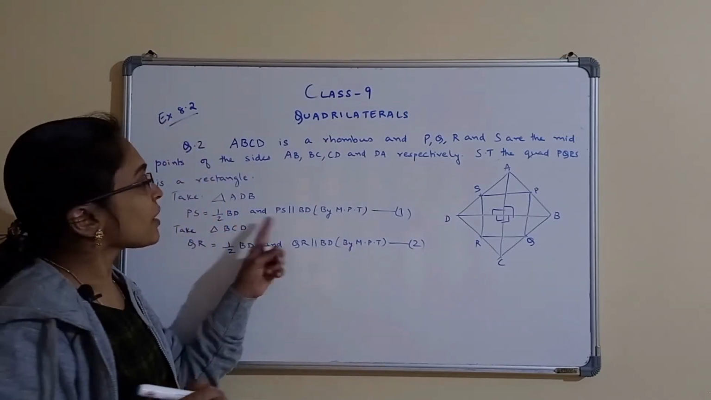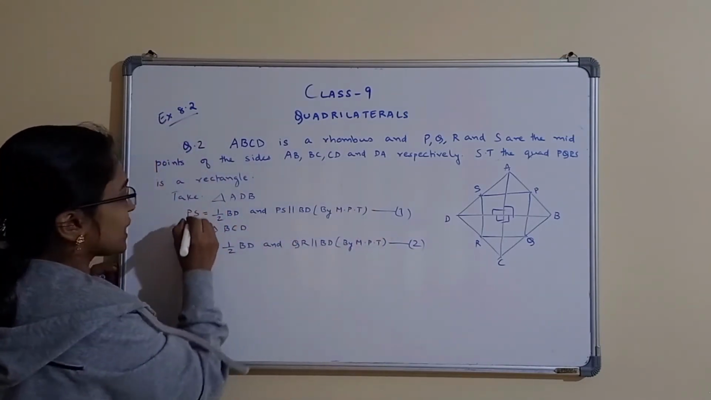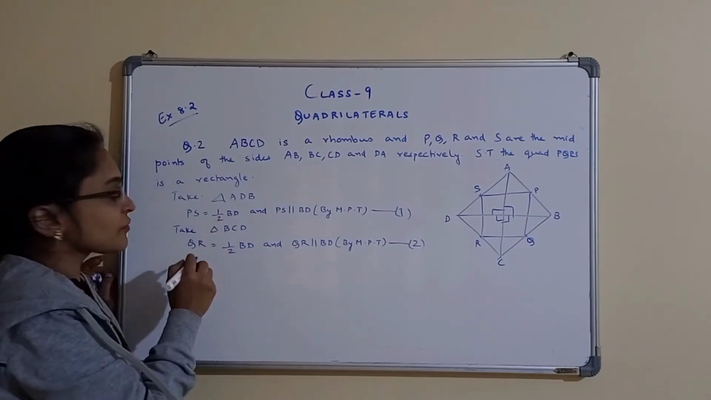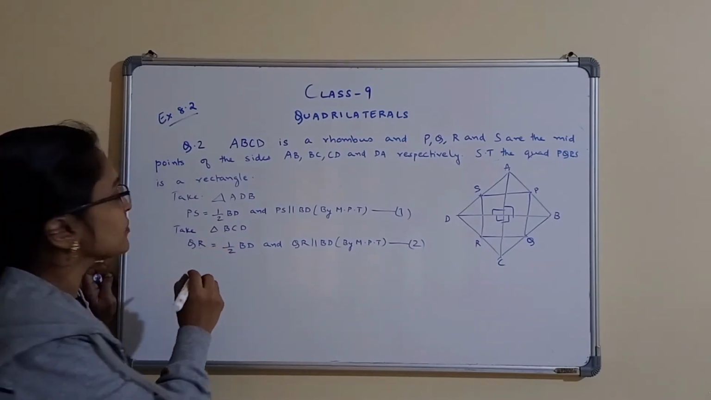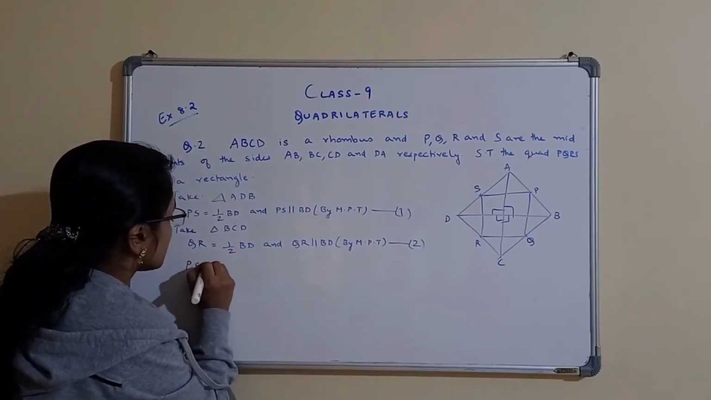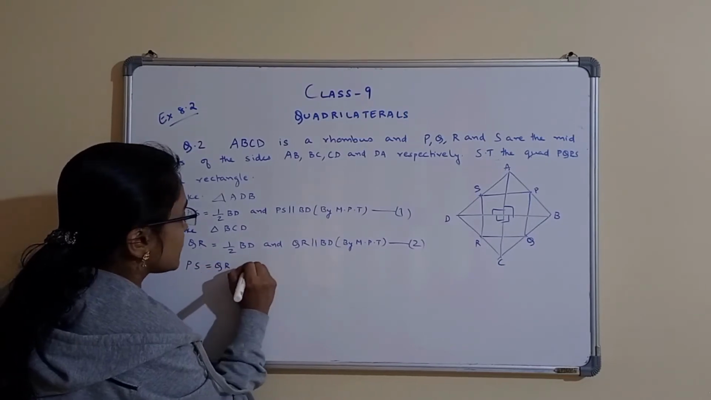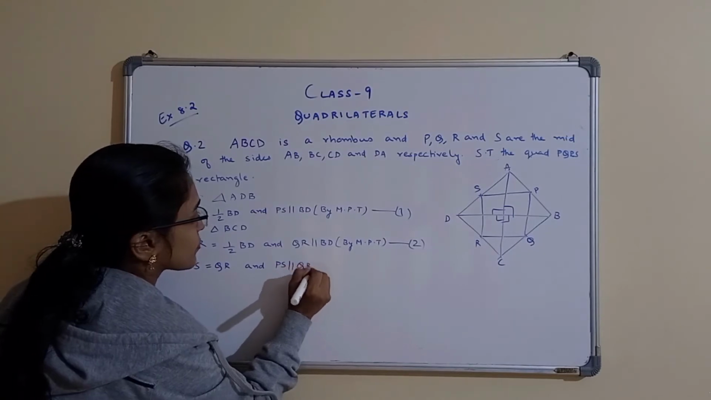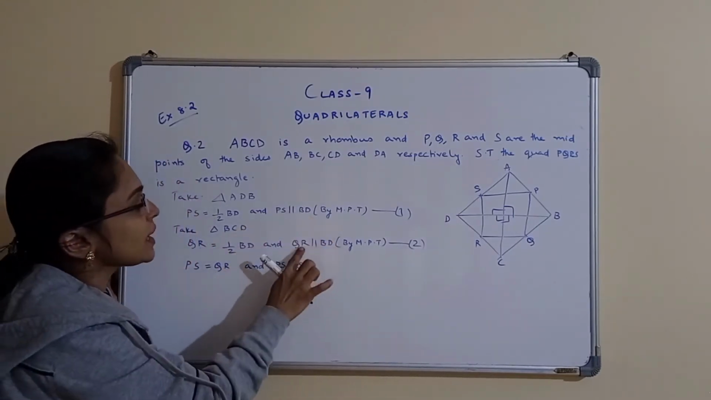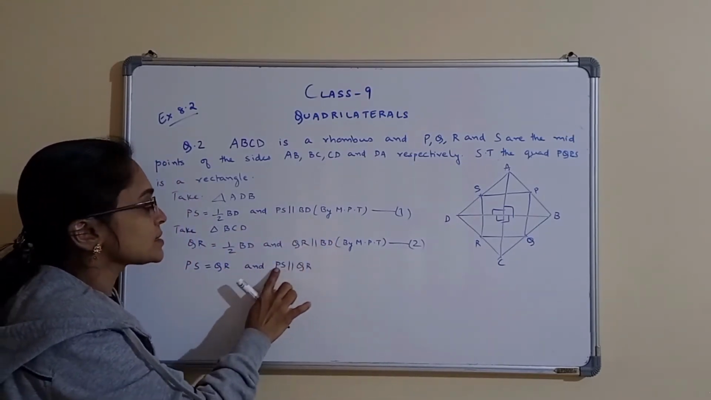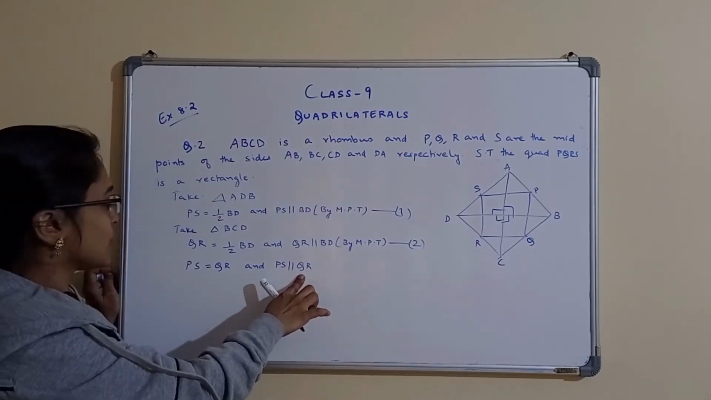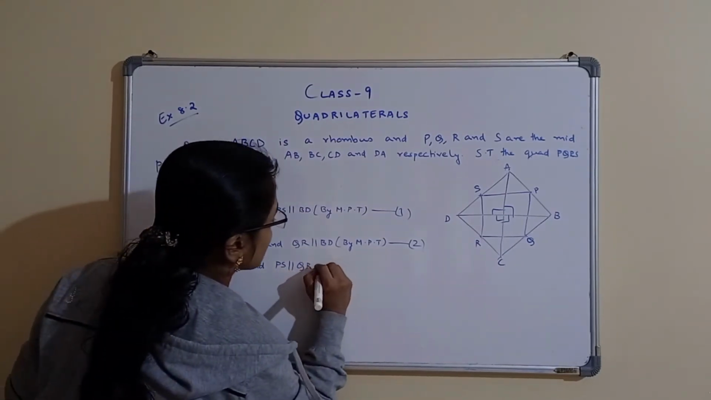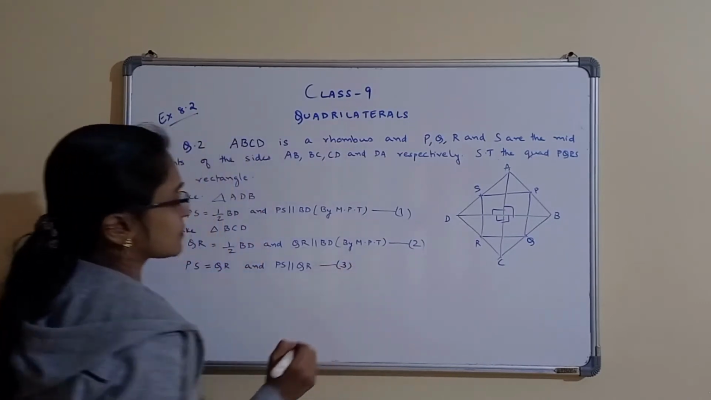Okay. Now from 1 and 2 we have PS is equal to half of BD and QR is equal to half of BD, means PS is equal to QR. And PS is parallel to BD and QR is also parallel to BD, so PS is parallel to QR also. So let us name this as third equation.